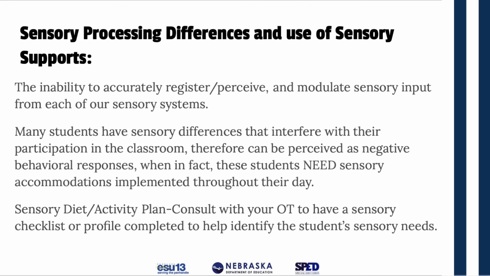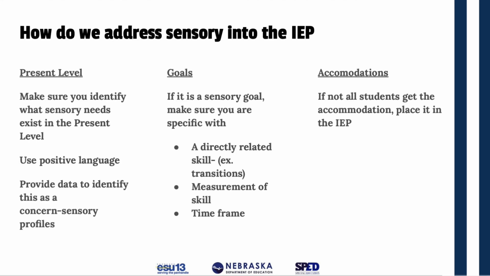So it's just really important to take a look at that sensory piece, and then consulting with your OT, of course, if you feel like that's a concern, filling out the sensory checklist and finding out what those needs are. Every child is very, very different. So you can't just generalize a sensory plan. It really has to be specific to that student. And then addressing sensory in the IEP, like I said, identifying what those sensory needs are, and writing that down in the present level.